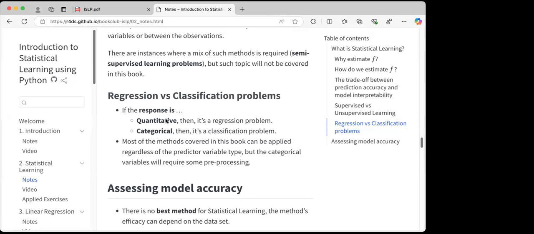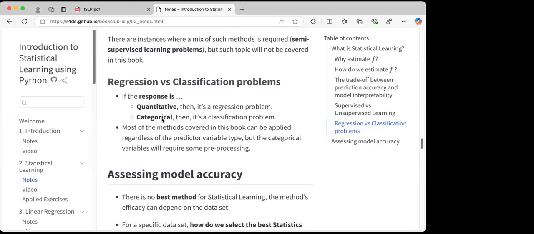So we could use some of the well-known techniques to solve the problem. But when the response variable is categorical, let's say it's your gender, race, and stuff like this, then we might use some classification techniques.